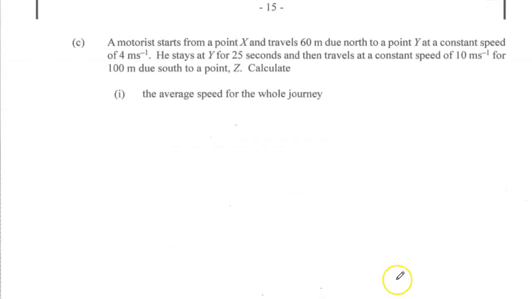So part C, a motor starts from a point X and travels 60 meters due north to a point Y at a constant speed of 4 meters per second. He stays at Y for 25 seconds, then travels at a constant speed of 10 for 100 meters due to a point Z. Calculate the average speed.